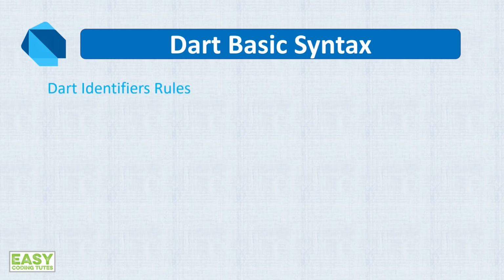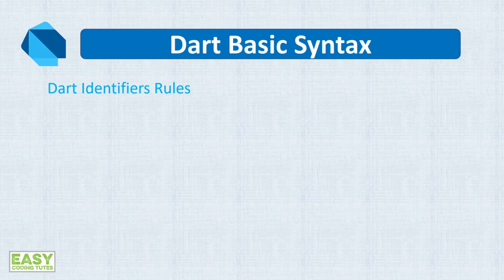Identifiers are the names used to define variables, methods, classes and functions. An identifier is a sequence of capital letters, small letters, digits and underscore. But the first character should not be a numeric. It has some rules to define identifiers.